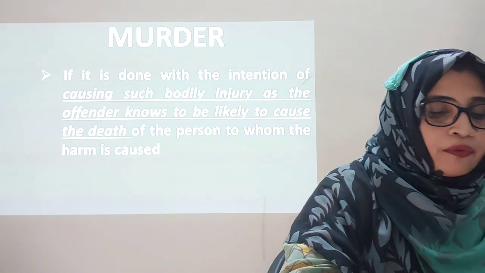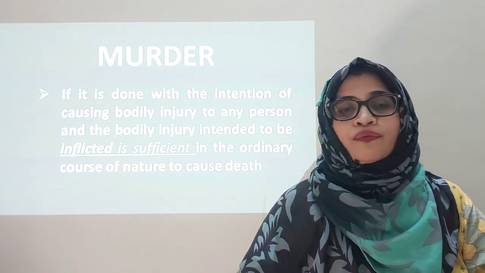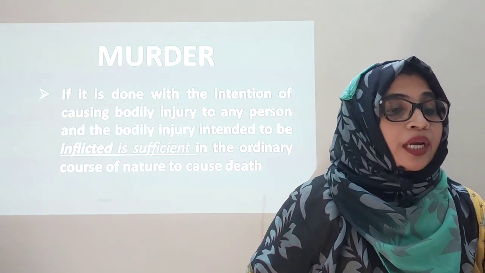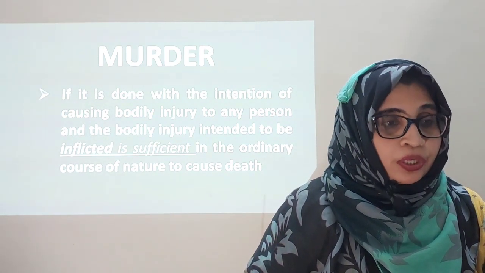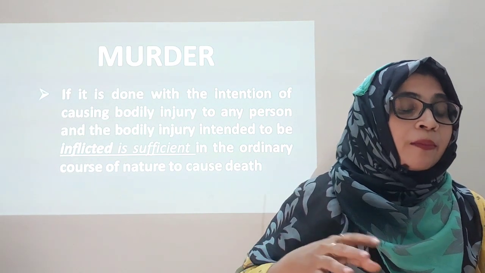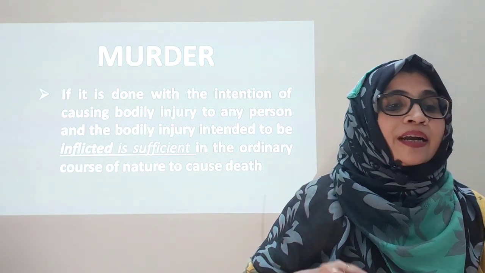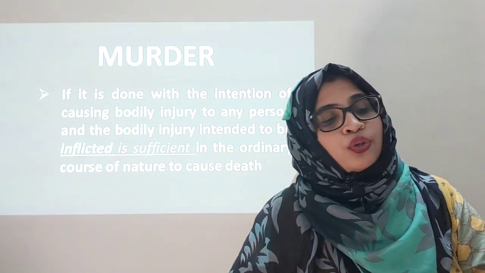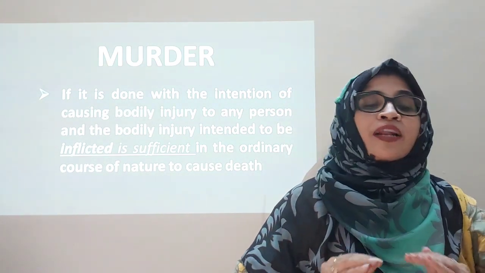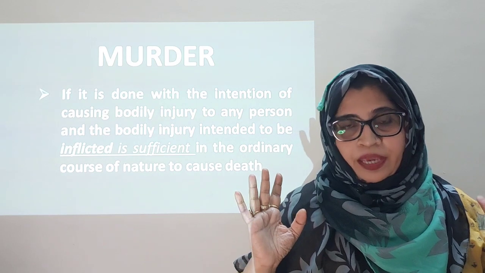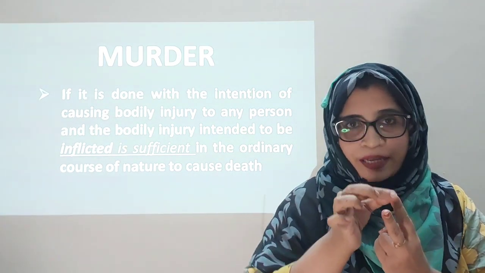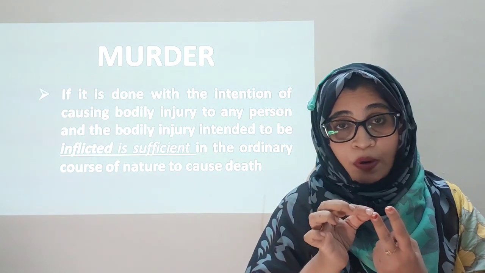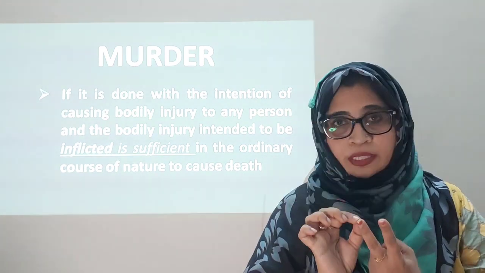Is it clear? Now we will go to the next clause of Section 300 on murder. It is done with the intention of causing bodily injury to any person, and the bodily injury intended to be inflicted is sufficient in the ordinary course of nature to cause death. Inflicted is sufficient. Yes, it means bodily injury is already caused. A knows that B is suffering with some kind of disease.